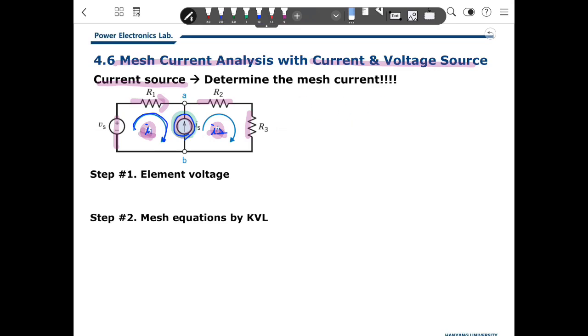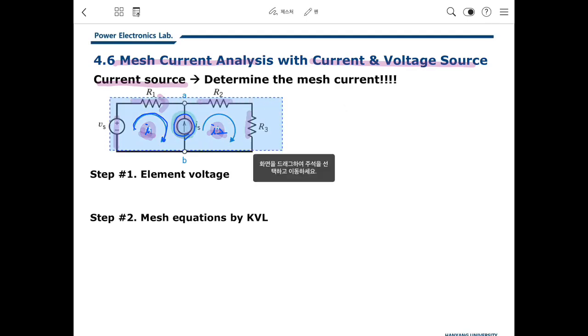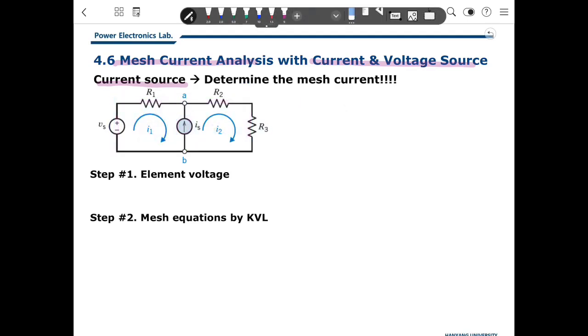To analyze these circuits from the viewpoint of the mesh, we should first define the element voltages. I will rewrite the voltages here. We'll define this as V1 and this as V2, and we'll define this value as VAB, and this as V3. We define the current mesh, this is mesh 1, so this is I1, mesh current 1. We define the second mesh here, and define this current as I2.